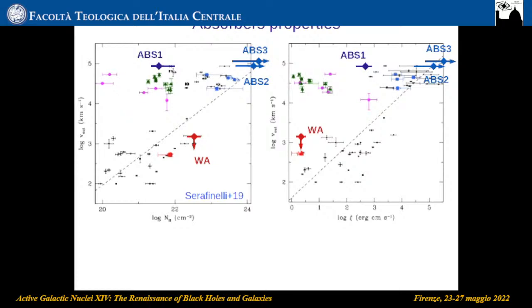And in this paper, they were reporting a series of measurements of what they called entrained UFOs, so high velocities, but more similar to a warm absorber, so low column and low ionization parameters. These magenta points are some other measurements from the literature, and this is where absorber 1 ends up. So we can now put different names to these absorbers. I would call it an entrained UFO. It's more or less in the same region.